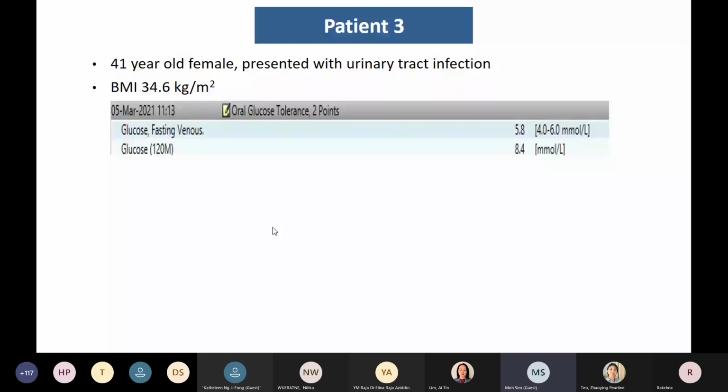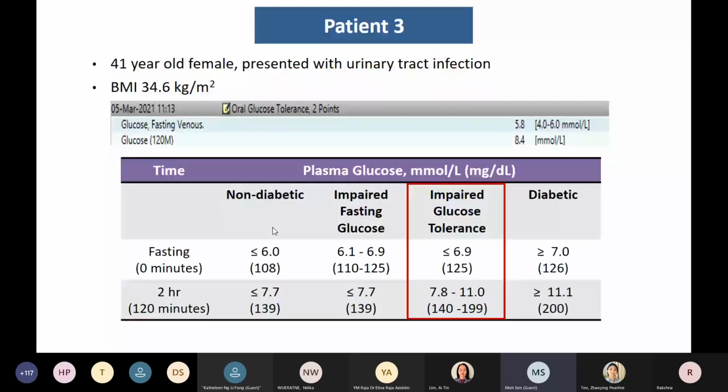So what does this patient have? Coming back to the table, this patient actually has impaired glucose tolerance. You can see that the fasting glucose level is less than 6.9 millimoles, which is the cutoff for IGT, but the 2-hour glucose level is well within the 7.8 to 11.0 millimole range, which is implicit for the diagnosis of IGT or impaired glucose tolerance.